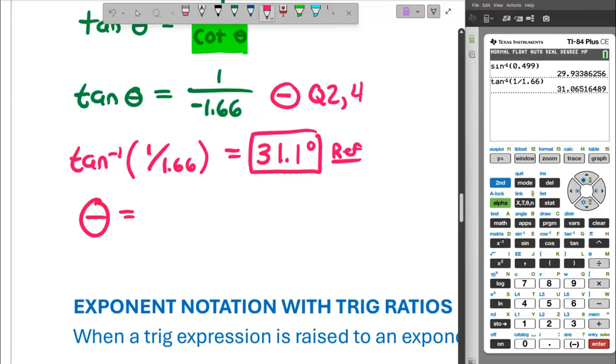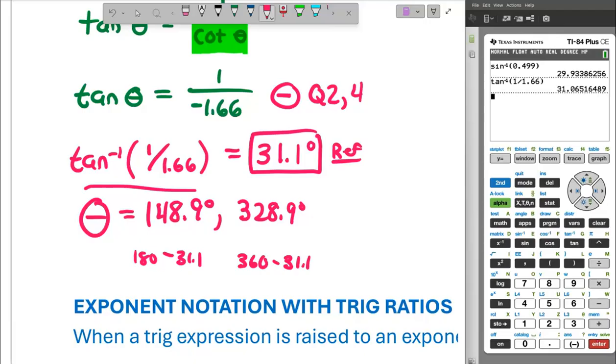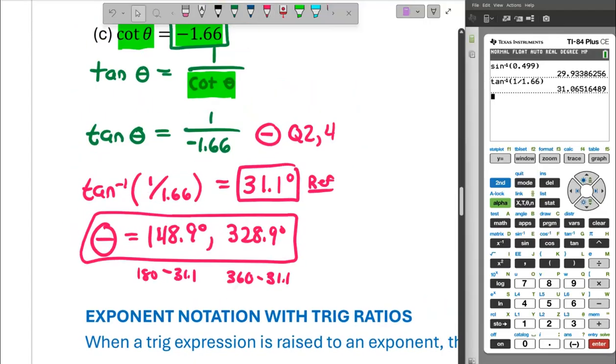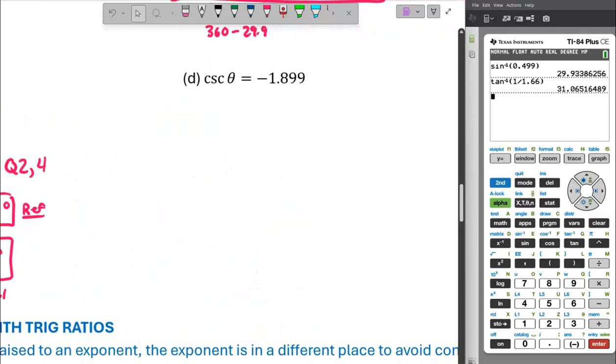To get our quadrant 2 answer, we're going to do 180 minus 31.1, and that's going to be 148.9 degrees. And then my quadrant 4, as we've seen in the last two problems, is 360 minus 31.1. That gives me 328.9 degrees. And that brings us to our final question. Now, you should have all the tools to be able to answer this final question for Part D.